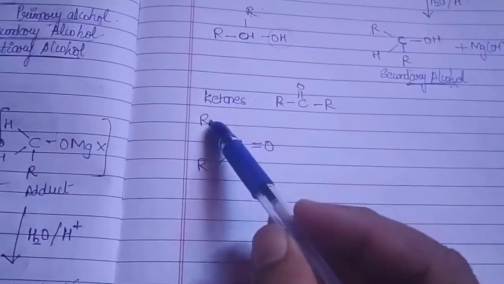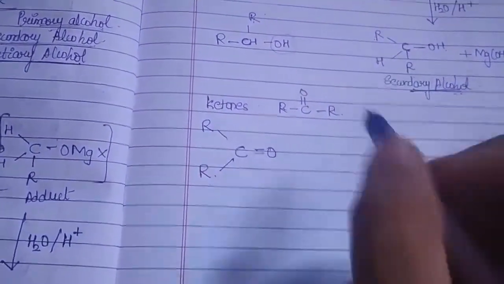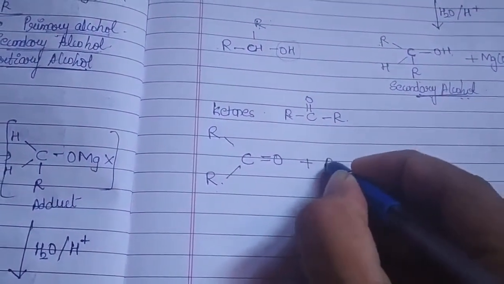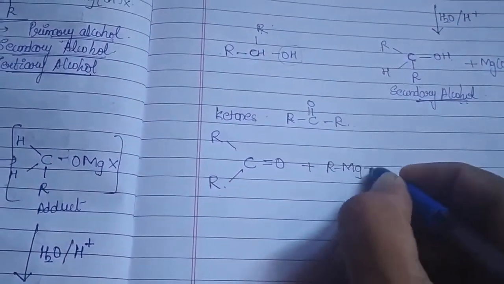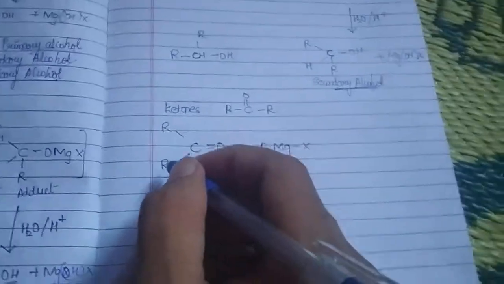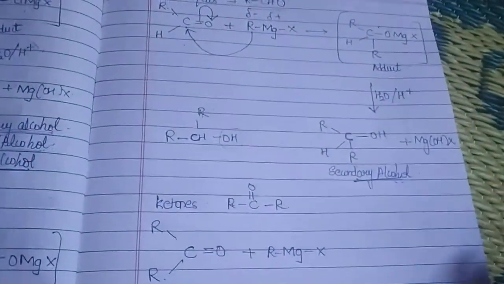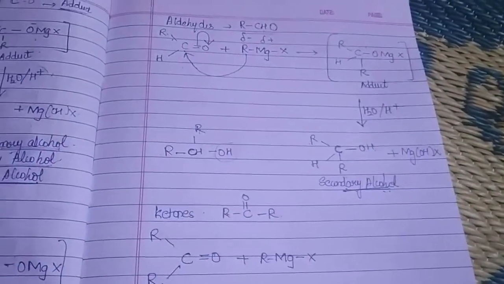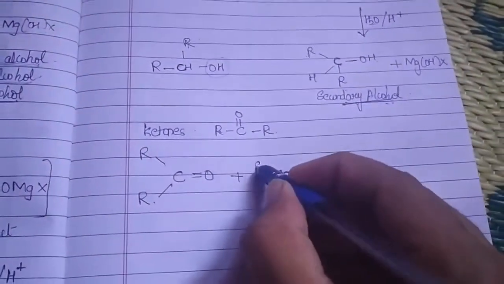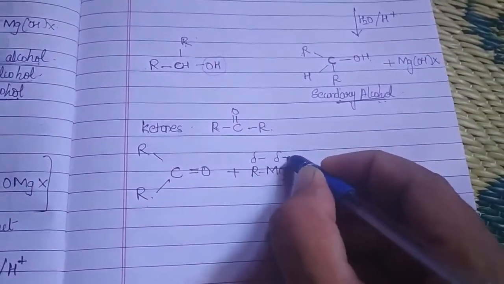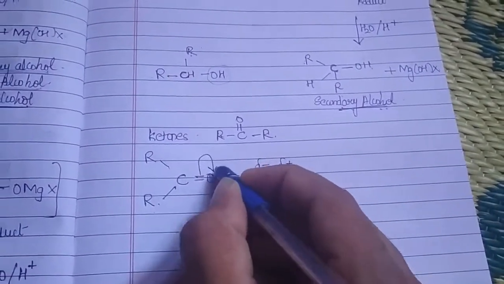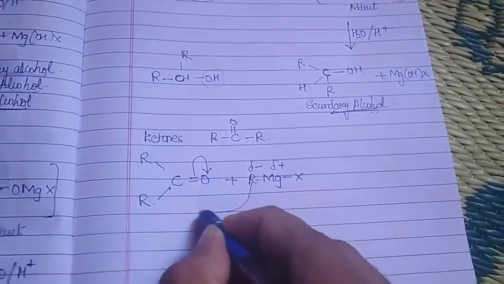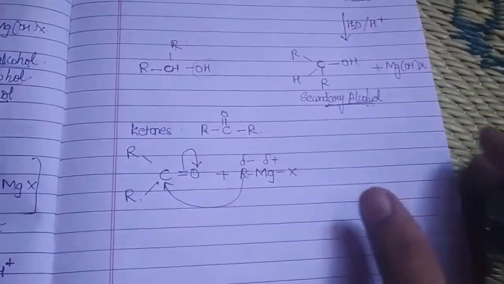Here what has happened? Two are already present. Now from the Grignard reagent, one more alkyl group comes and attaches. So it will result in a tertiary carbon atom. So alcohol attached to a tertiary carbon atom means what it will be? A tertiary alcohol. So delta minus, delta plus, here it moves over here. So this R now attacks our carbon.